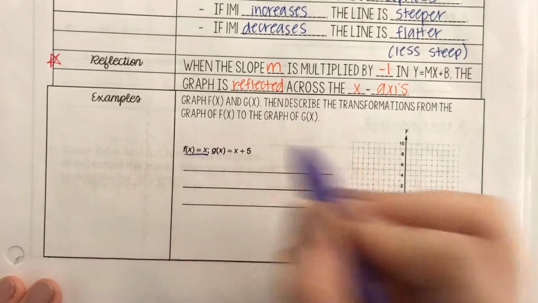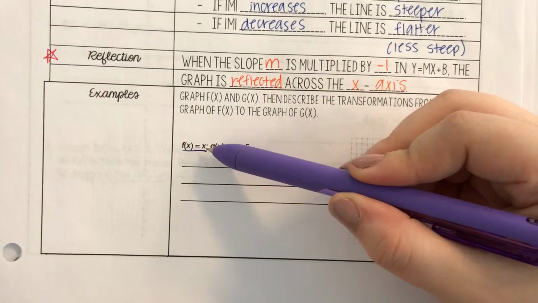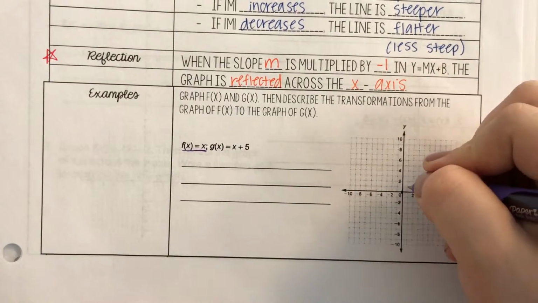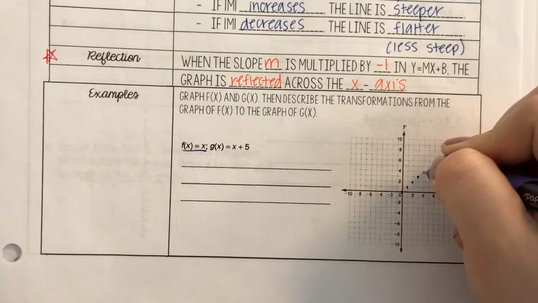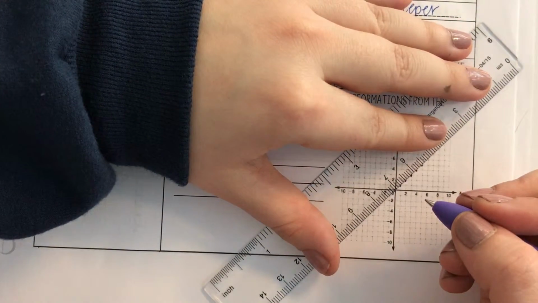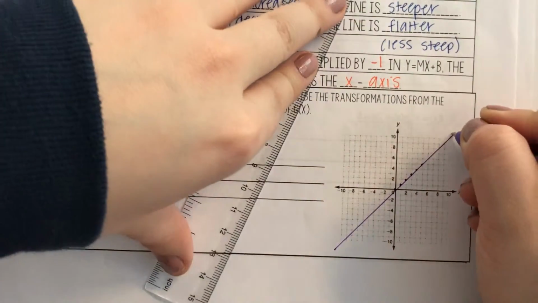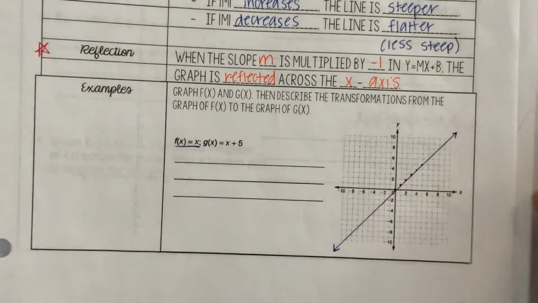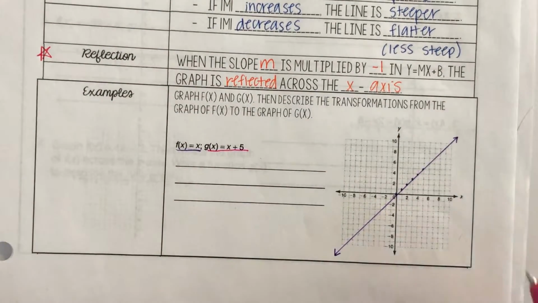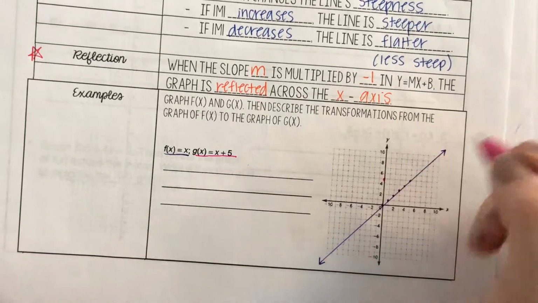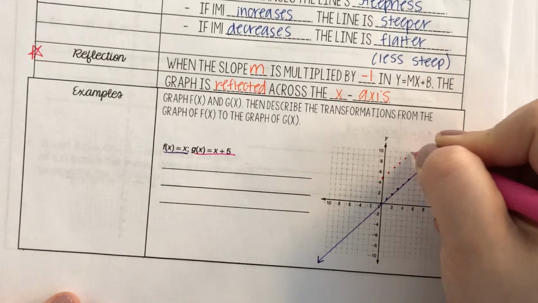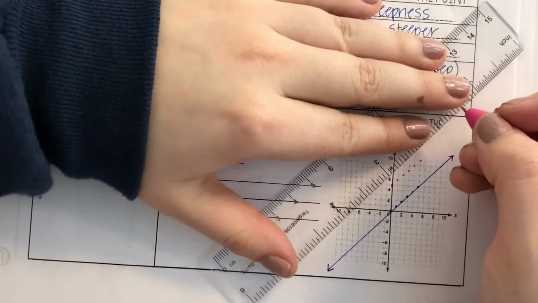So I'm going to graph f of x in purple. F of x has a slope of 1 and a y-intercept of 0. So I'm going to start at 0, go up 1 over 1, up 1 over 1, up 1 over 1, over and over and over again. Okay? And then I'm going to graph it. So there's f of x. Okay, and now I'm going to graph g of x in a different color. X plus 5, so I start at 5, and I have a slope of 1, up 1 over 1, over and over and over again. Okay.